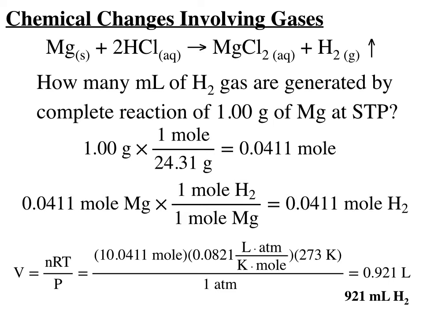Now what I can do with that number is stick it into my magic ideal gas formula to solve for the volume. The volume is nRT over P, and I put the STP values of pressure and temperature into the expression, and I get that the volume of the gas at STP is 0.921 liters, or 921 milliliters of volume.